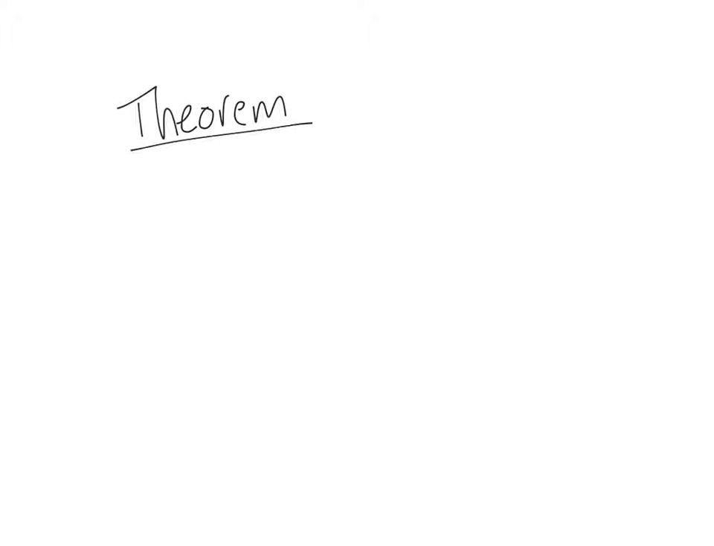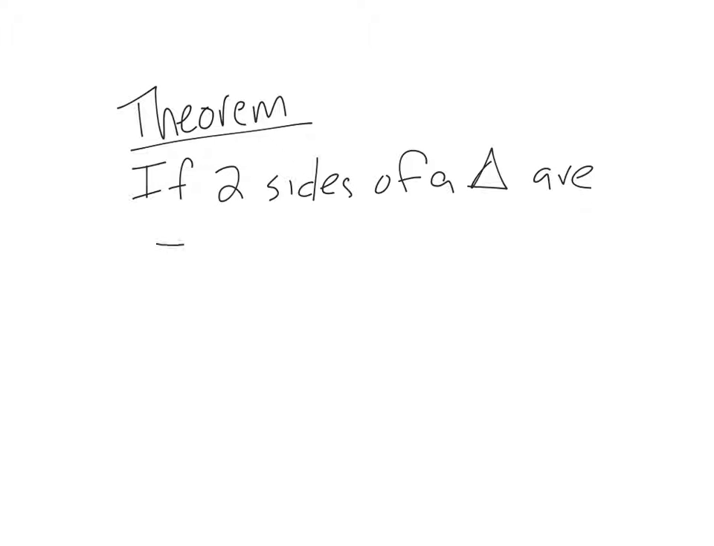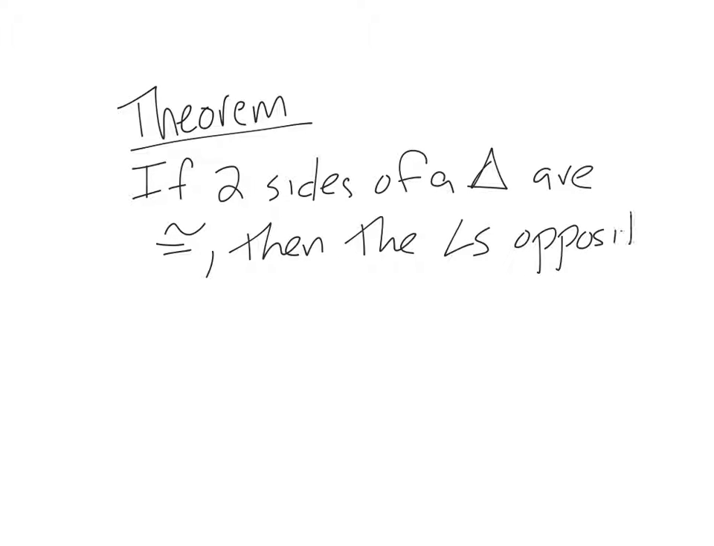And that sure sounds like a theorem. That's the first theorem we're going to talk about today. There's only going to be two theorems today. It relates to this idea of the base angles. So we're going to write that, and by the way, I'm going to write this theorem two different ways, which we'll talk about in a second. If two sides of a triangle are congruent, then the angles opposite them are congruent. And what I mean by that is, think about this triangle up here.